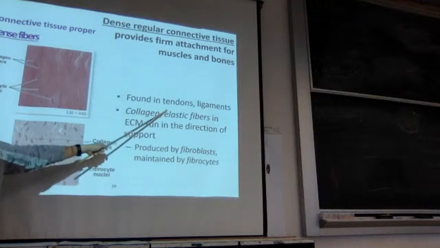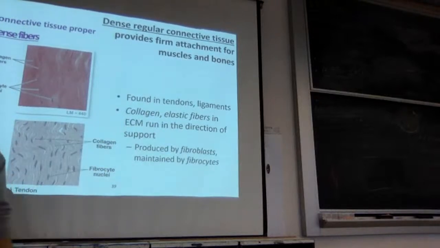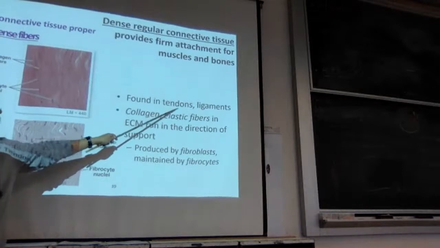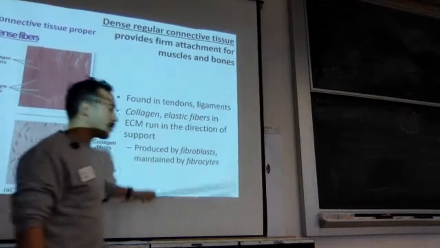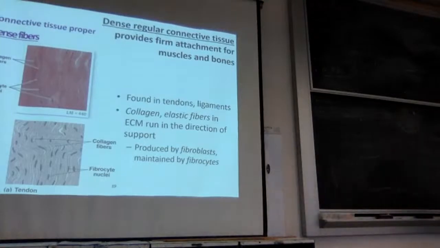Where do you find dense regular? You find them in tendons and ligaments. What do they do again? Tendons and ligaments? Tendons connect muscle to bone, ligaments connect bone to bone. When you connect muscle to bone or bone to bone, it's good for tension in one direction. Ligaments are great for providing support in one direction, hence why you see fibers in one direction.